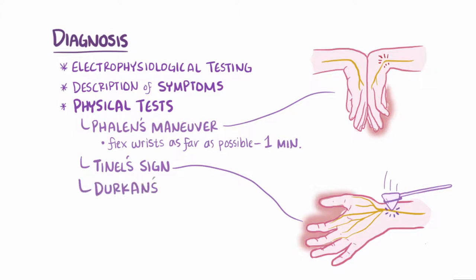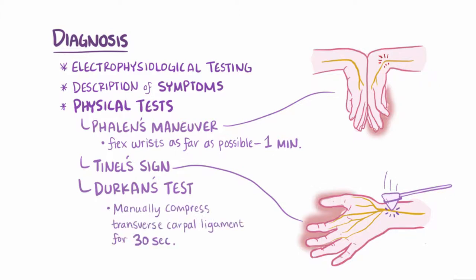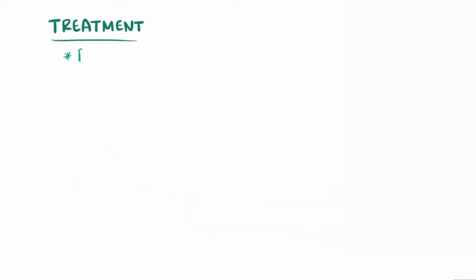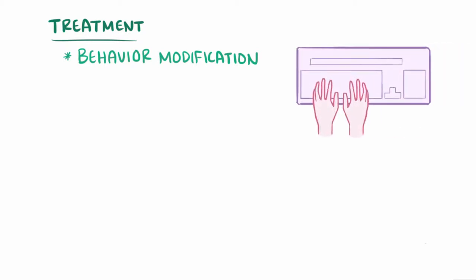Finally, there's Durkin's test, which is another way to elicit carpal tunnel symptoms, but this time by manually compressing the carpal tunnel with the thumb for 30 seconds. One major form of treatment is behavior modification, many of which are associated with hand positions while typing, which is a common cause of the problem.